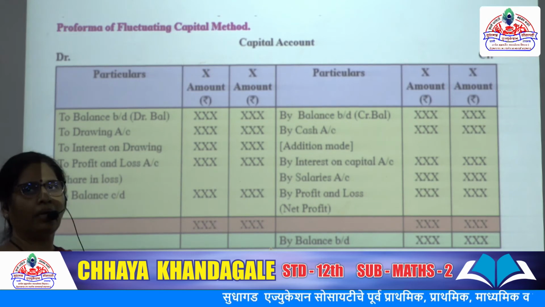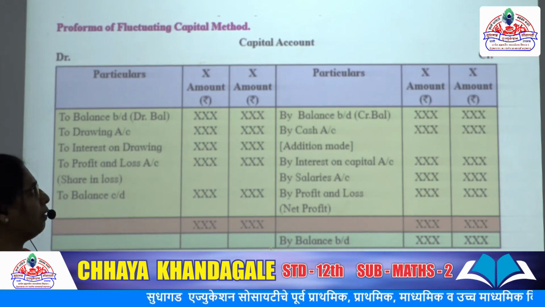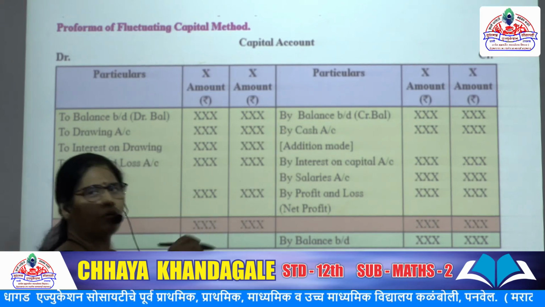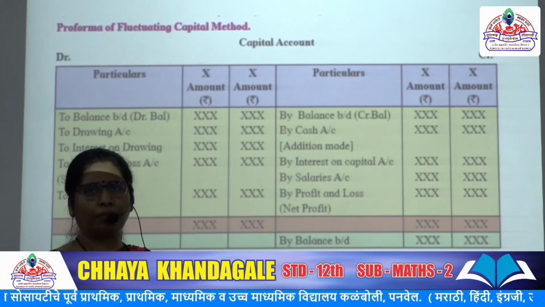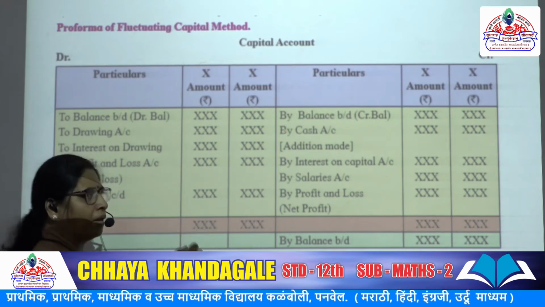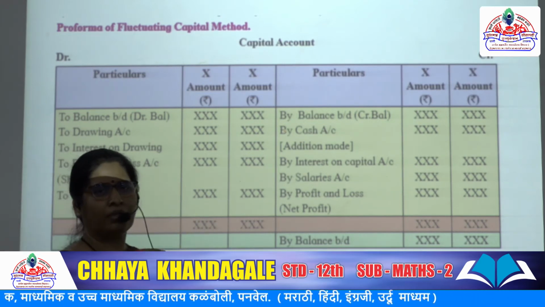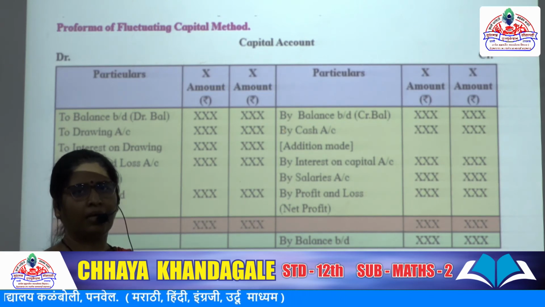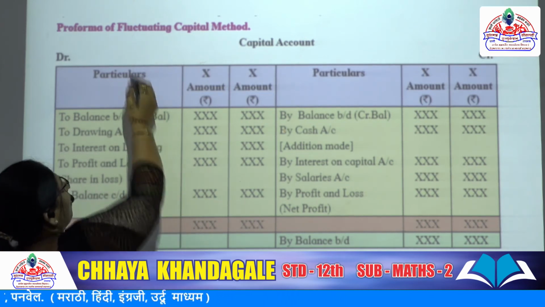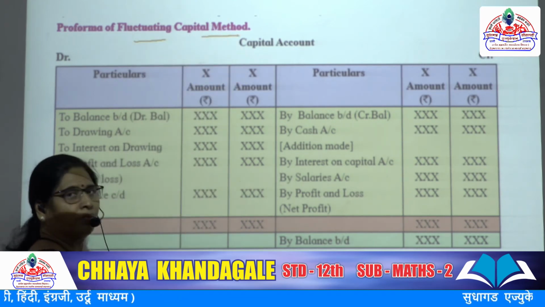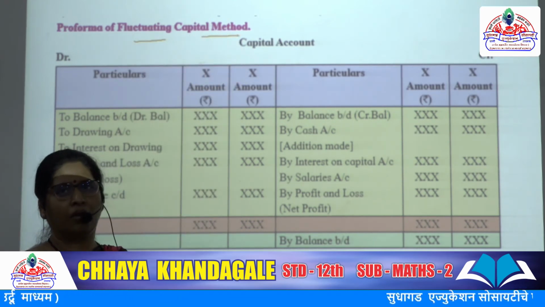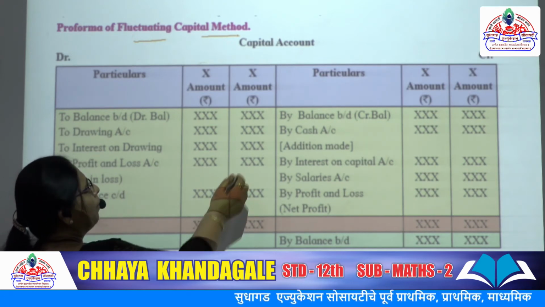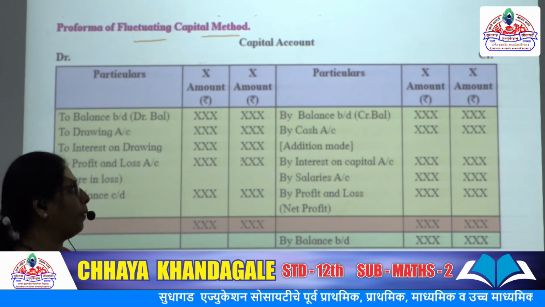And usually in your accounting for this year you are most probably going to prepare the current account. In a few sums they are asking you the fixed method, otherwise they are asking you the fluctuating. Only one capital account is given, not the current account. When the trial balance does not contain a current account, that means you have to follow the fluctuating capital method. When the current accounts are not given in your trial balance, you are going to make this type of account, that is the capital account.